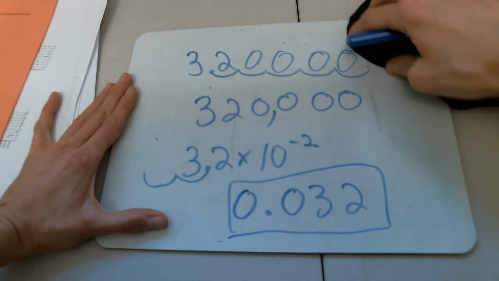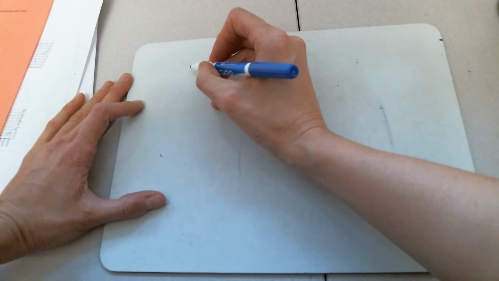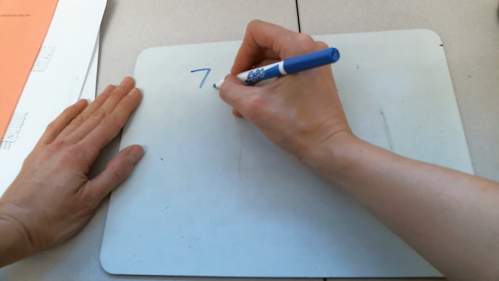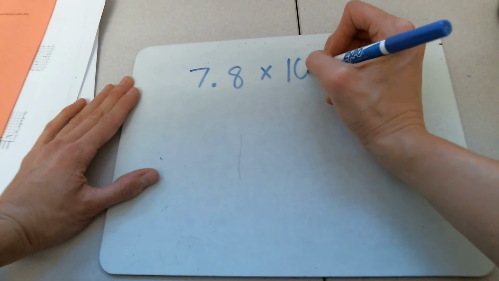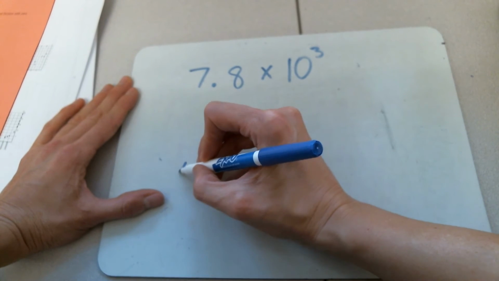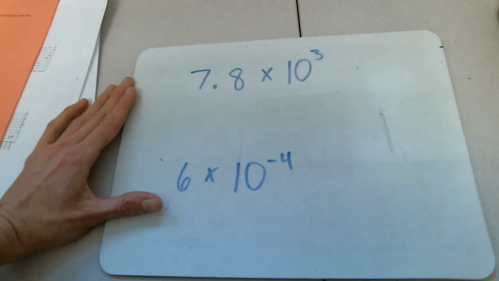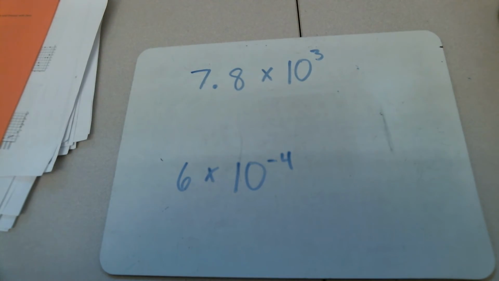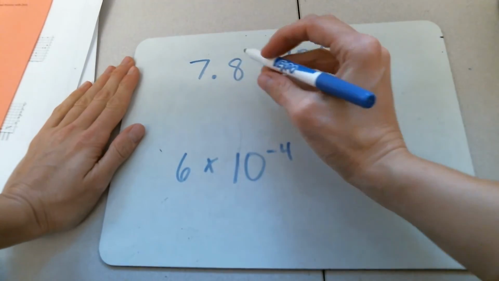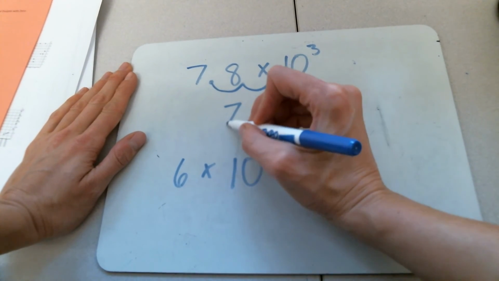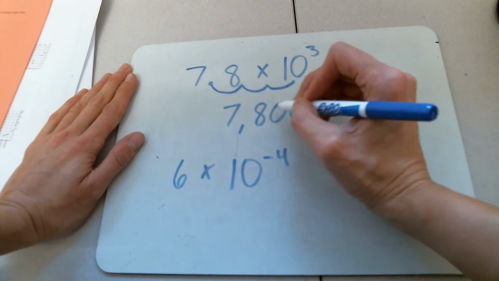Okay. So I'm going to have you do a little practice with taking scientific notation to standard notation. So here we go. 7.8 times 10 to the third, and 6 times 10 to the negative fourth. So take a moment to do those. Okay, in this first case, if we move the decimal place 3 places, that's 1, 2, and 3. So we have 7,800 as our answer there.